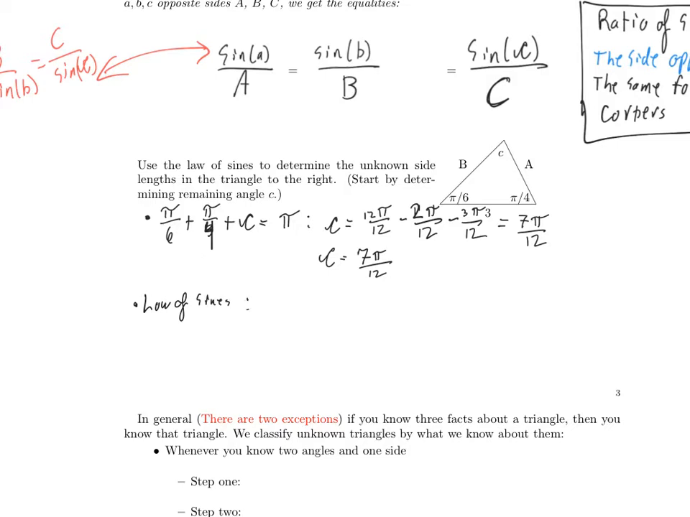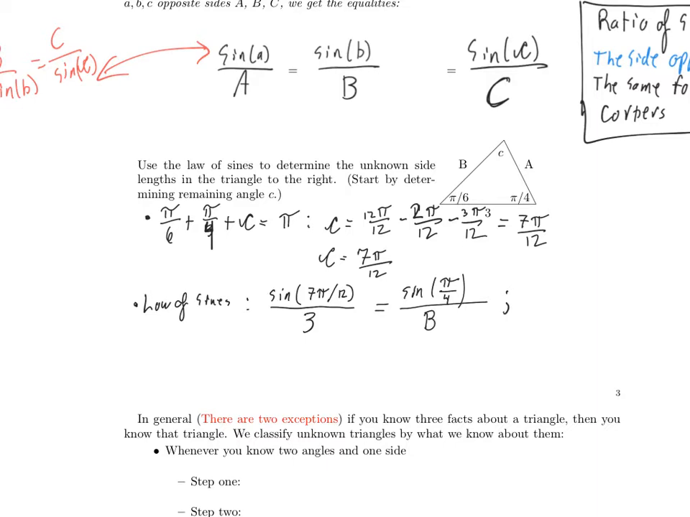The law of sines says that the sine of C, 7 pi over 12, divided by the length of the side opposite, 3, is equal to the sine of pi over 4 divided by capital B. Hey, capital B is the only unknown left in that equation. I can solve this for capital B.